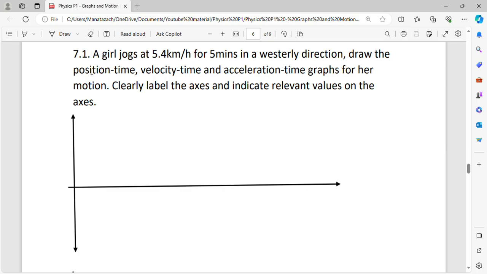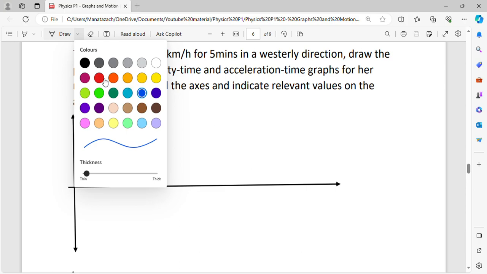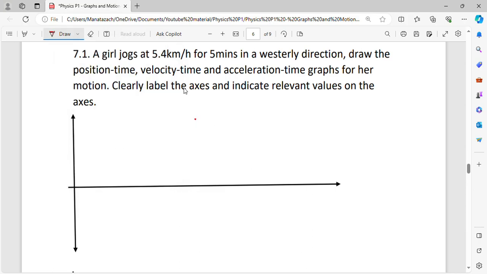Okay, so we've been given a velocity, right? That's the first thing we've been given, in kilometers per hour, and then we've been given time in minutes. So let's start by plotting the velocity time graph. This will be the time axis, and then this will be the velocity. So let's just start by converting.